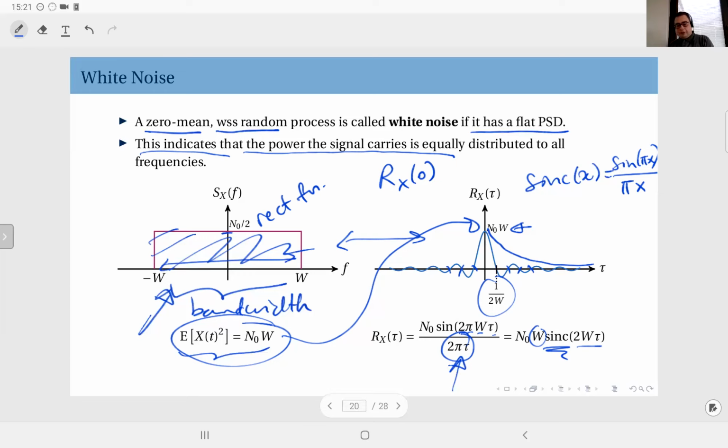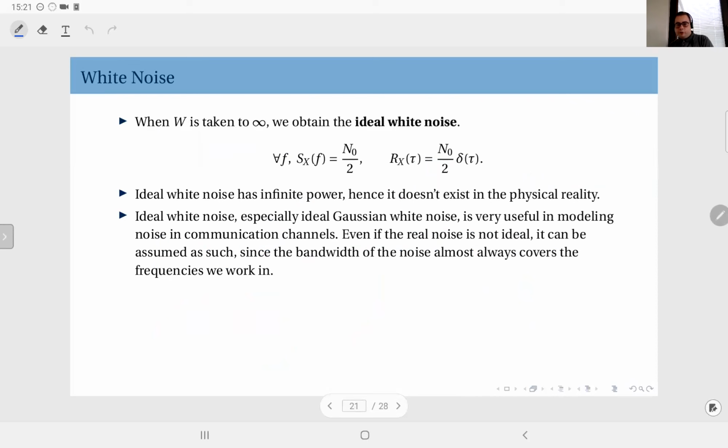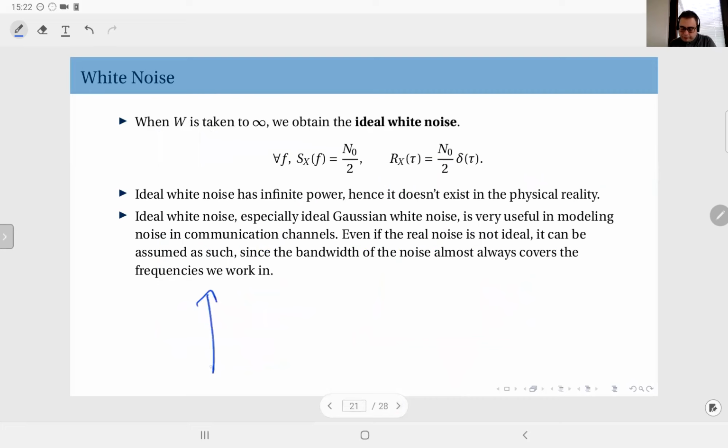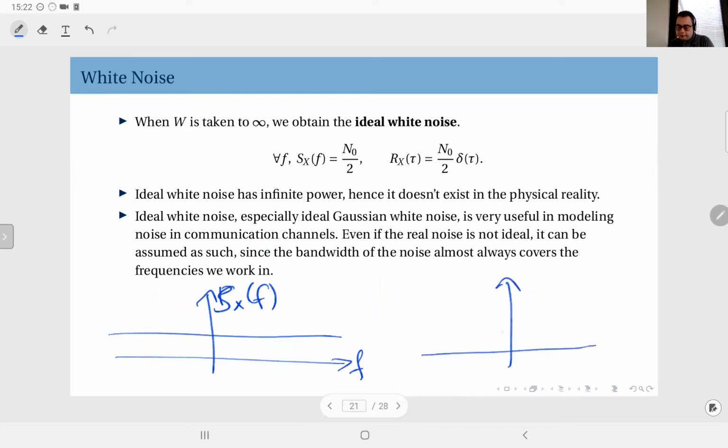Okay, and as I said, this is the real case. This is what we call white noise, but we also have a concept of ideal white noise. When this W is taken to infinity, then your PSD will be just this. Okay, it's a flat function over the entire real line in the frequency domain. And the sinc function in this extreme becomes the impulse.